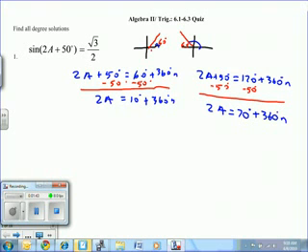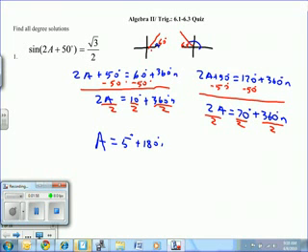And then the last thing you have to do is what? Yeah, divide everything by 2. And so you end up with a equals 5 degrees plus 180n, and, that's a comma, 35 degrees plus 180n.